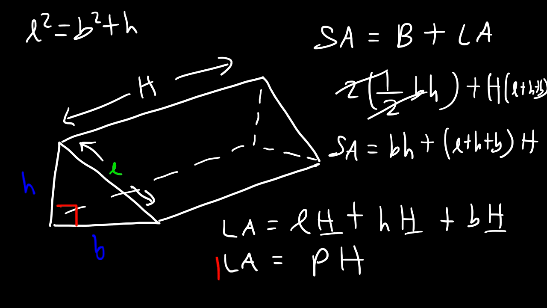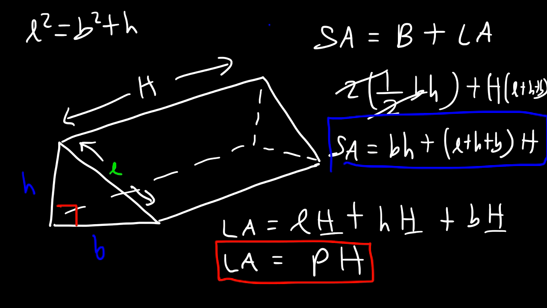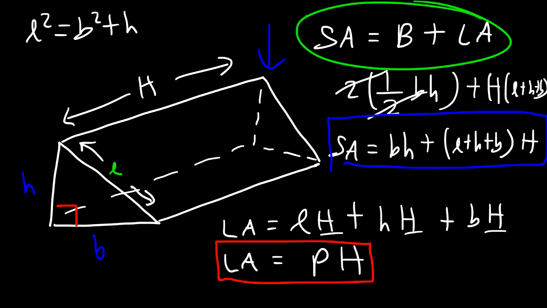So make sure you know this. The lateral area is going to be the perimeter times the height. And so this is the surface area for this particular type of triangular prism. And you could use the general equation for all types of triangular prisms.